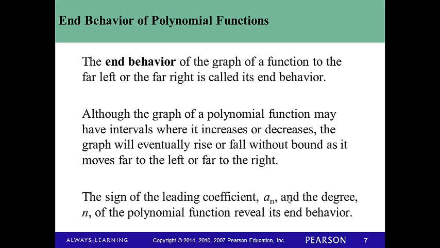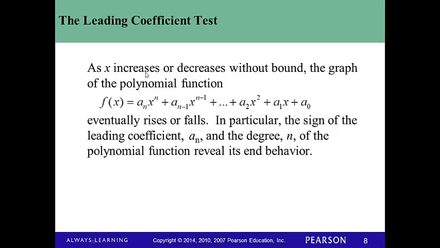The sign of the leading coefficient a sub n and the degree n of a polynomial function reveals its end behavior. So, in order to tell the end behavior of a polynomial function, you need two pieces. The first piece is the leading coefficient a sub n, and the second is the degree, which is n. As x increases or decreases without bound, the graph of the polynomial function eventually rises or falls. In particular, the sign of the leading coefficient and the degree n of the polynomial function reveals its behavior, what it just told us.